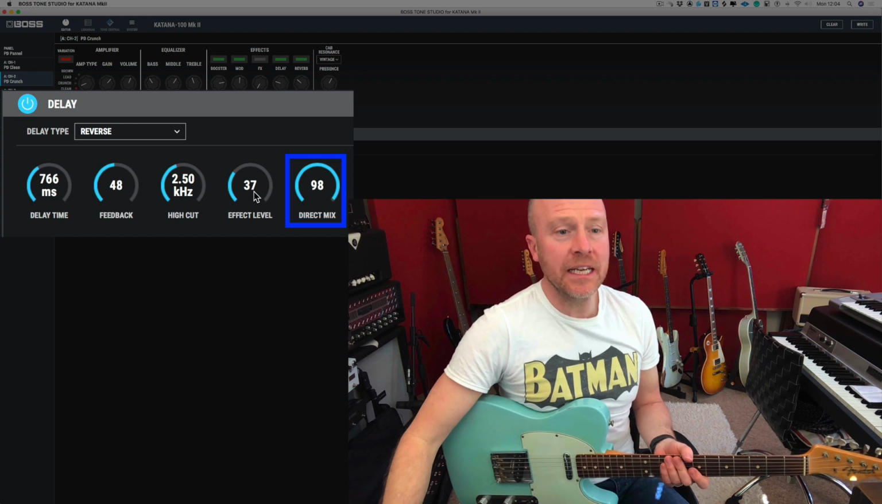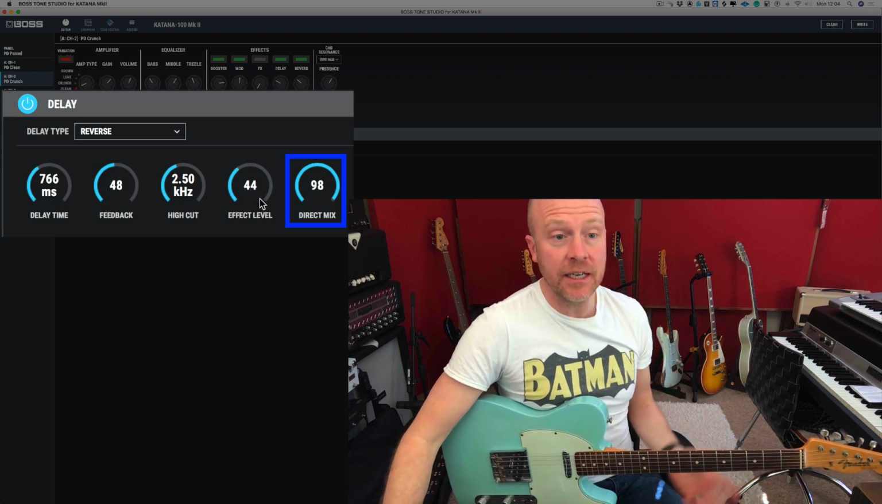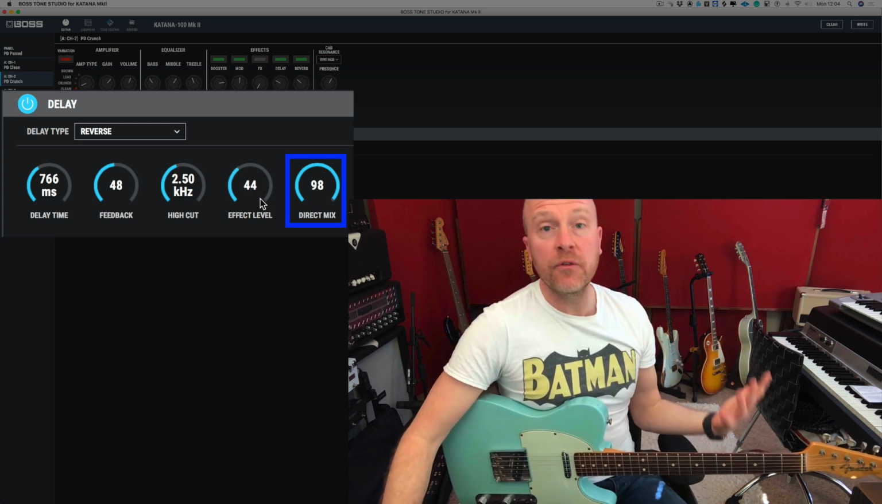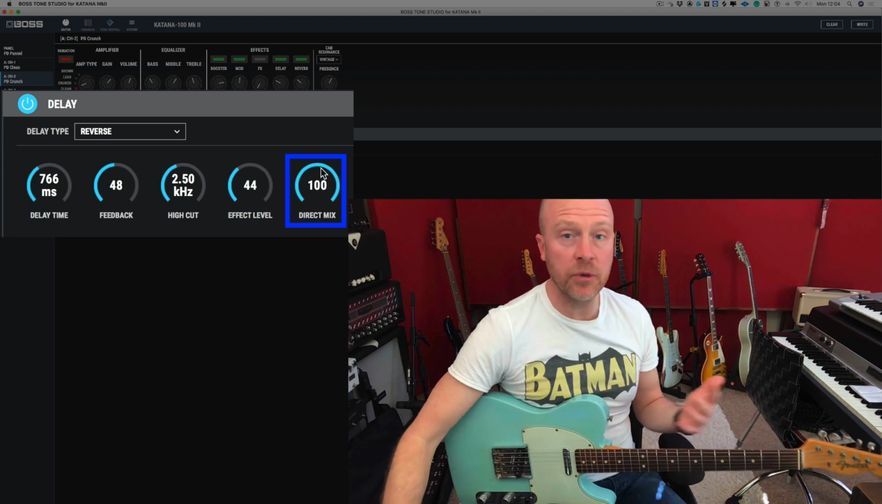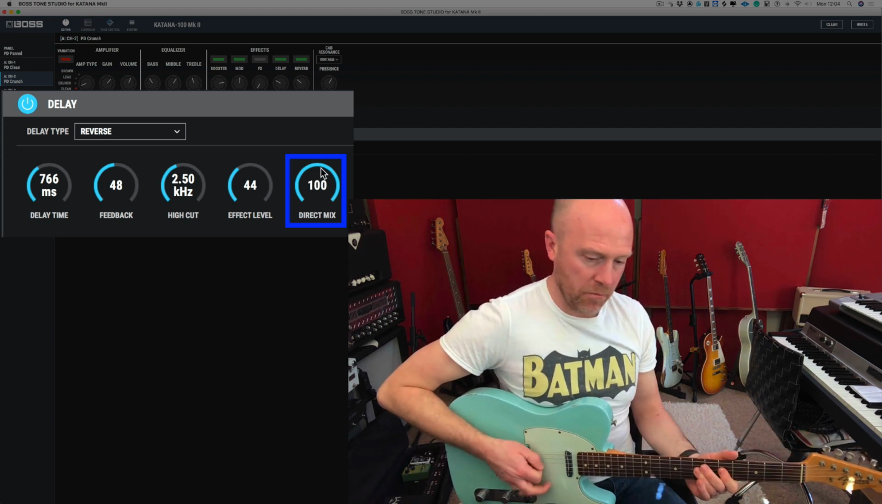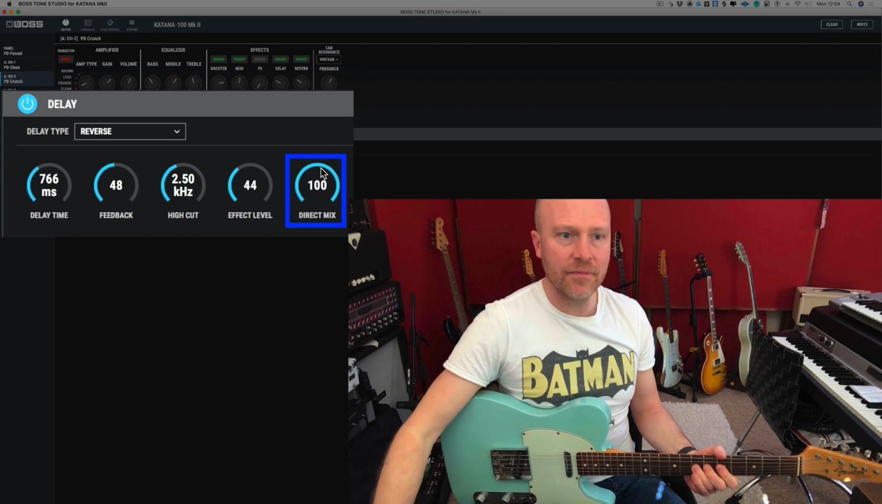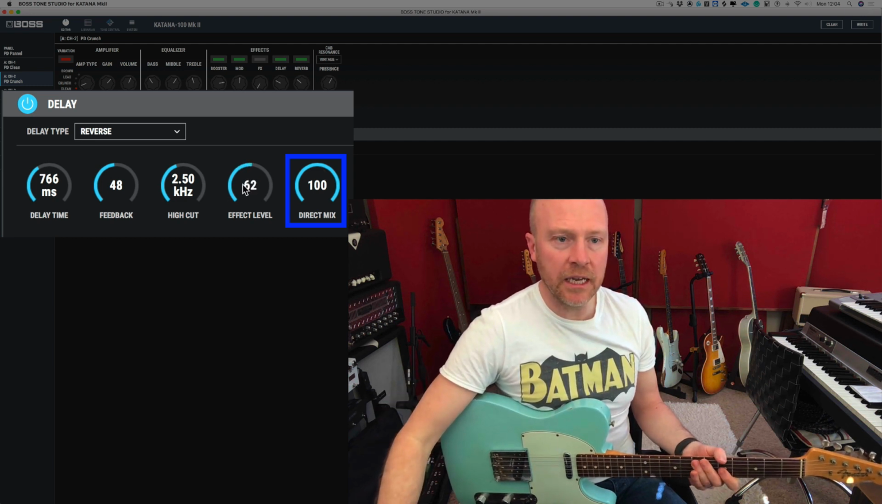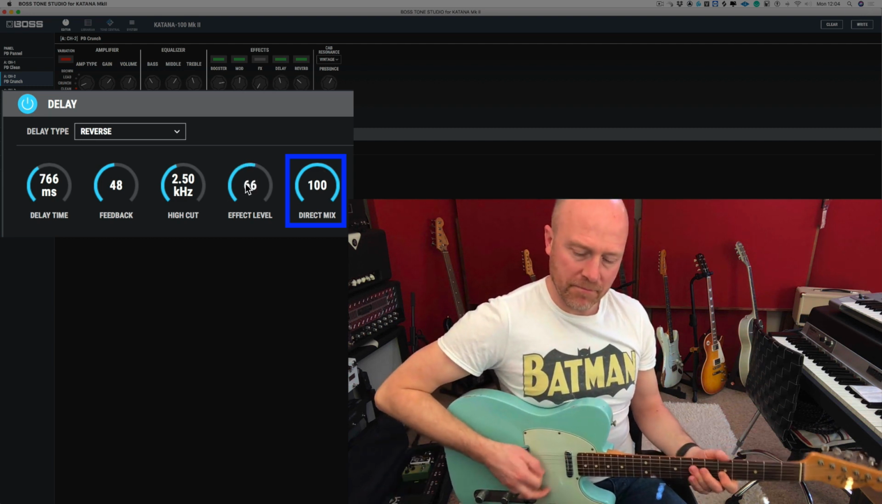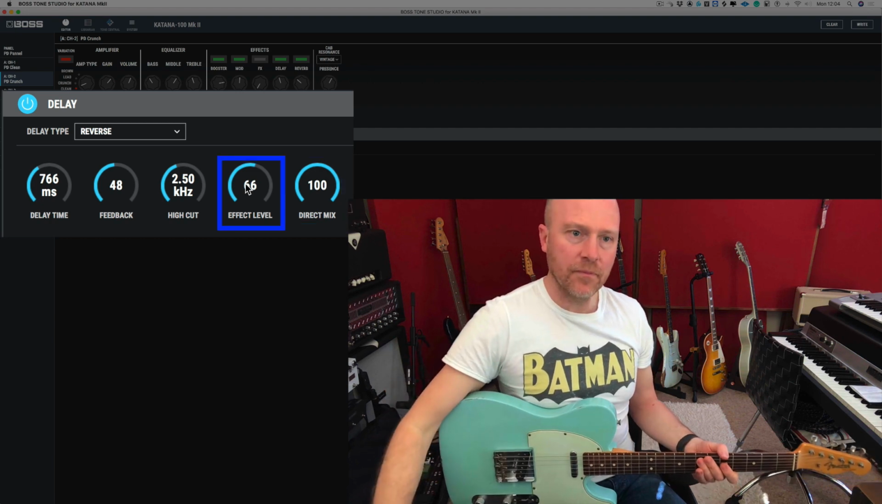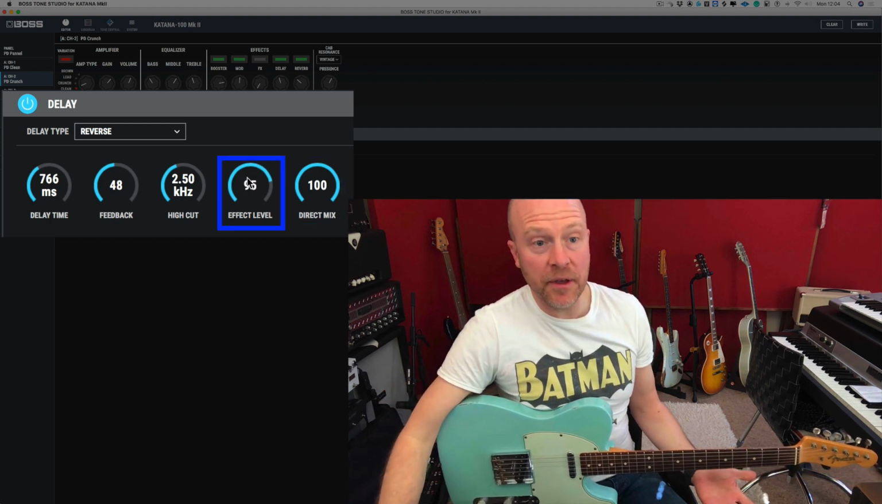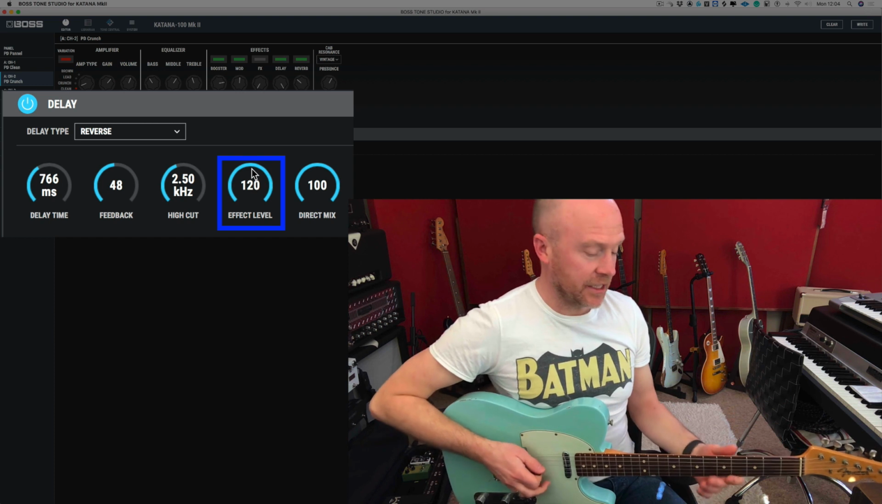So what I would tend to do, if you want it as a subtle effect, bring the effect level below 50% and bring the direct mix up to 100. And let's bring it in a little bit higher. And then the further we bring up the effect level, the more intense the delay is.